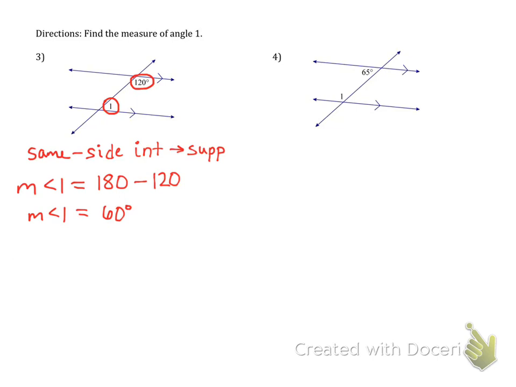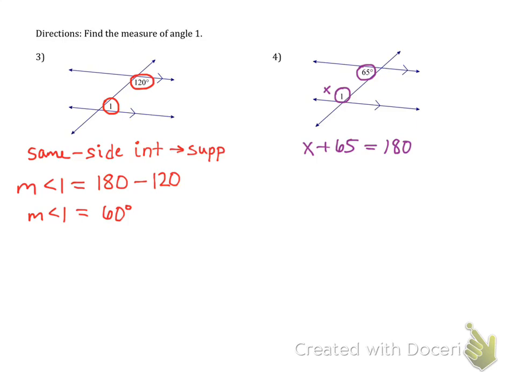Number 4, we have 65 degrees and angle 1, and again these are same side interior angles, so therefore they're supplementary and add up to 180. Another way that you could solve this is by setting up an equation. Let's say that I'm going to make angle 1 an x, and I'm going to set up an equation: x plus 65 is equal to 180.